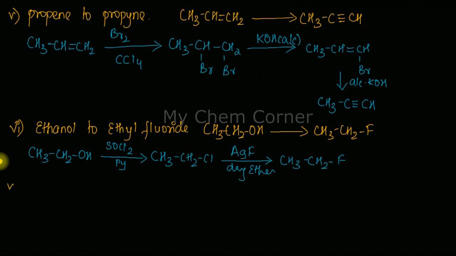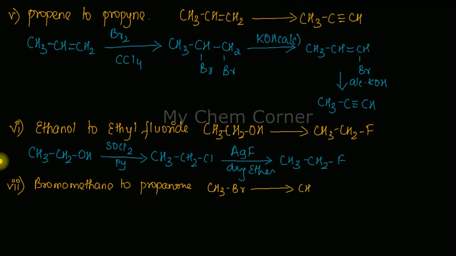Now next one is the 7th one. It says bromomethane to propanone. Alright, so bromomethane is CH3Br, to propanone, which is CH3C double bond O CH3, which is acetone.